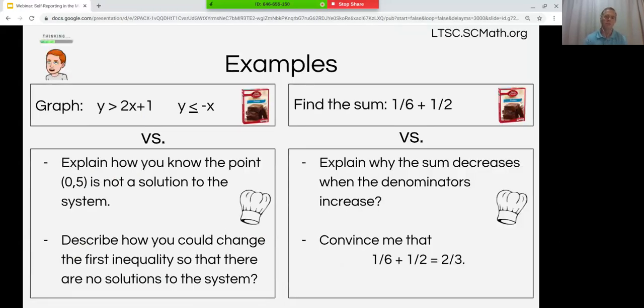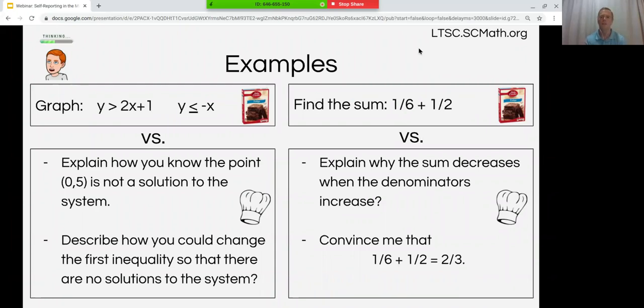So here are some examples. And once again, this was all kind of back in that old webinar. Something like graphing a system of inequalities on the left there. That's a great problem. Kids should know how to do that. But they should also know how to explain how we know the 0.05 is not a solution. They should know how to describe how you could change the first inequality so that there are no solutions.